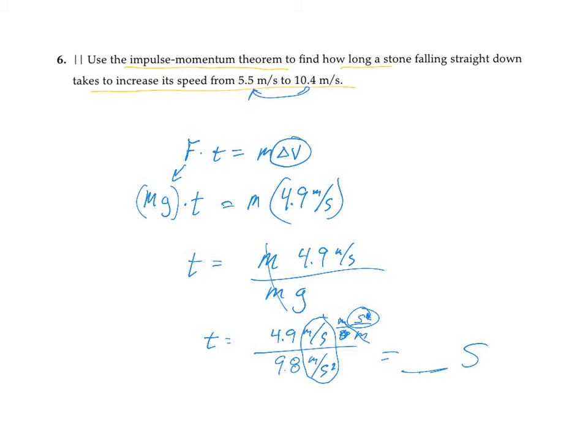4.9, if you can't see it by looking at it, 4.9 divided by 9.8 is half. So half a second. Which makes sense, because if you look at 4.9, that's half of 9.8. This 4.9 came from change in velocity. As a stone falls, it changes its velocity 9.8 meters per second for every 1 second, so to change half of that would be half a second.